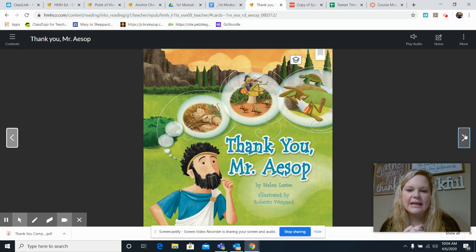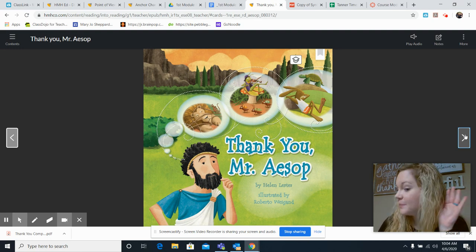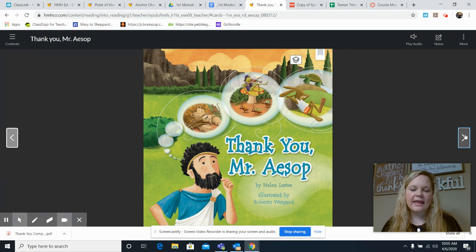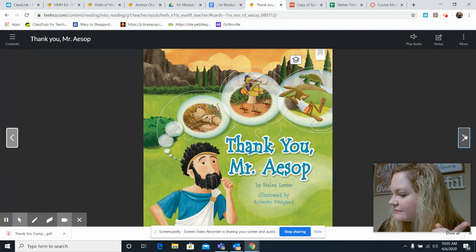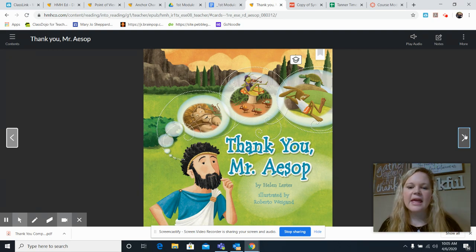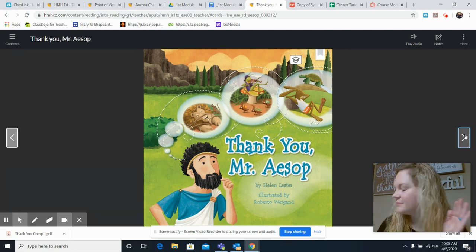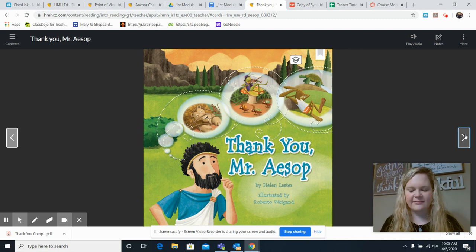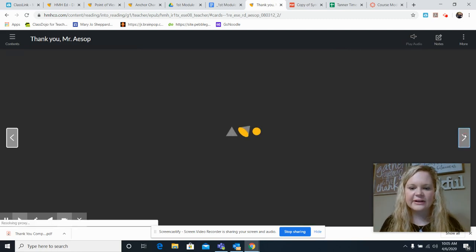And we're going to read about Mr. Aesop, right? So, Thank You, Mr. Aesop, by Helen Lester. Illustrated by Roberto Wegand. Great job so far.